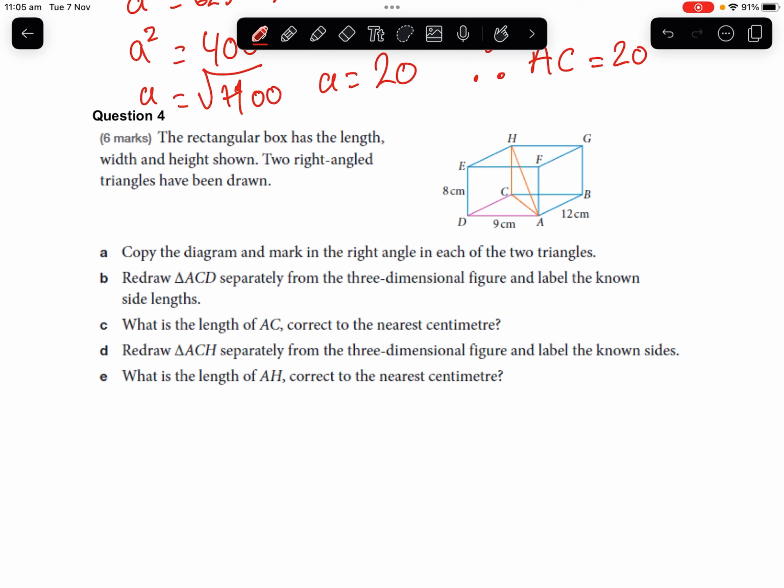Question 4. The rectangular box has the length, width and height shown. Two right angle triangles have been drawn. In the printout I gave you guys, you probably wouldn't have been able to see the different colors, but on here you can. So copy the diagram and mark in the right angle in each of the two triangles. So the right angle, there's one here and also one there. So that's 4A done.